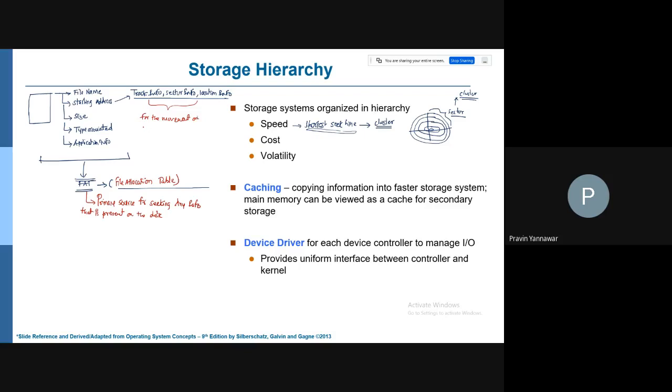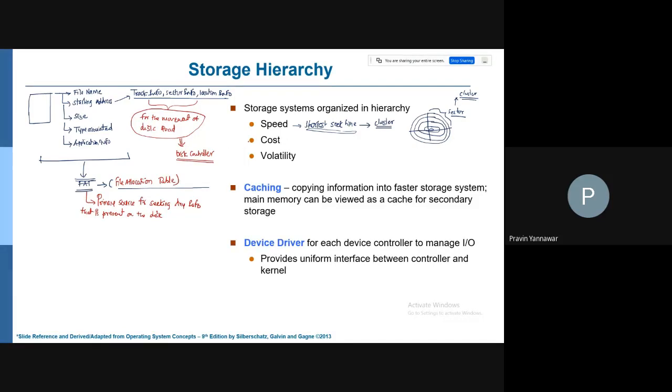for the movement of the disk head. This movement of the disk head is controlled by the disk controller. So this is important. Based on speed, if you have a high speed disk, the cost of this particular disk is higher.